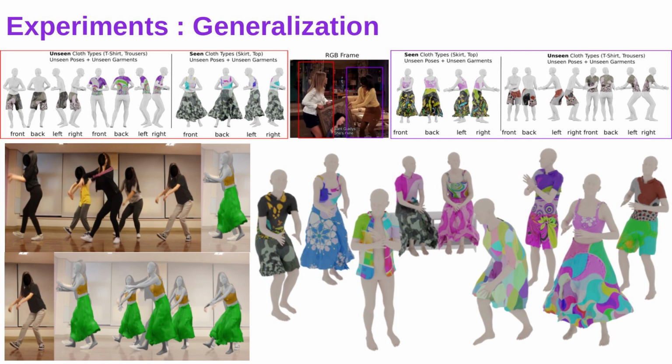We show generalization of GarSim. In the figures we show textured qualitative results of seen, tops and skirts, and unseen, t-shirt and trousers, garment types on unseen body shapes and poses from YouTube videos.